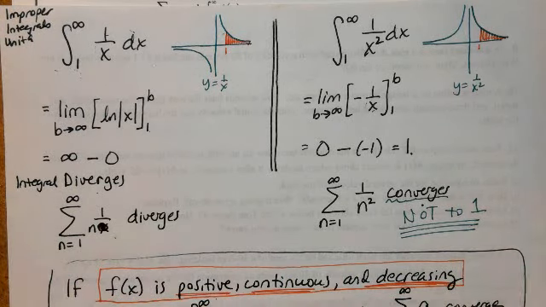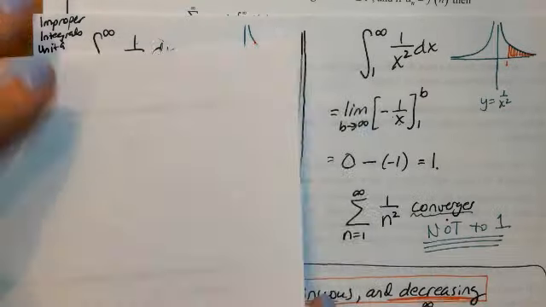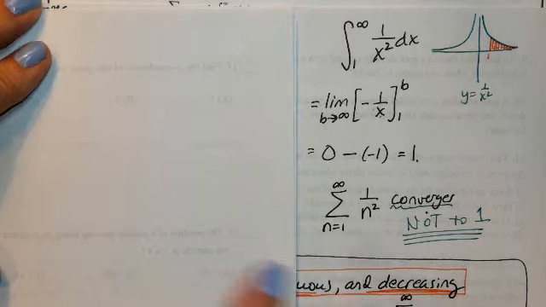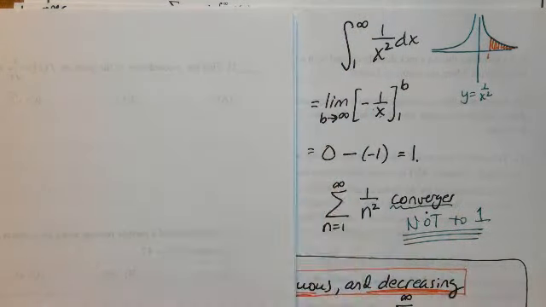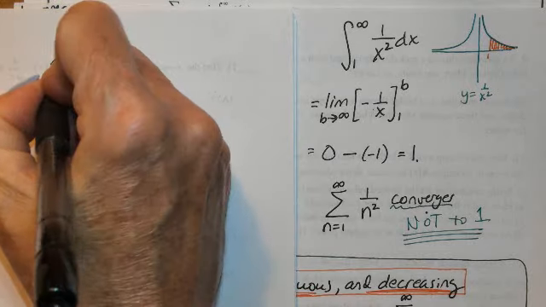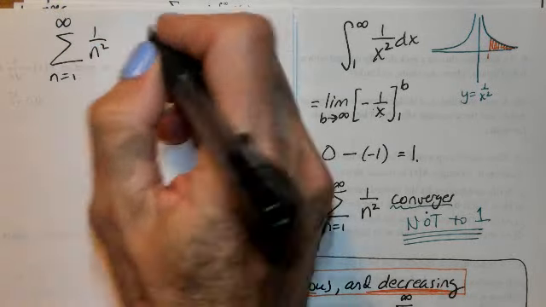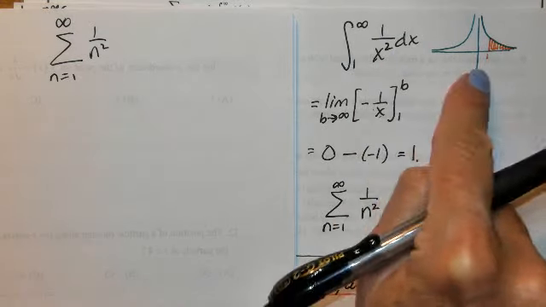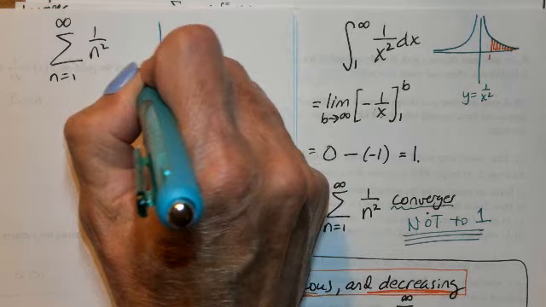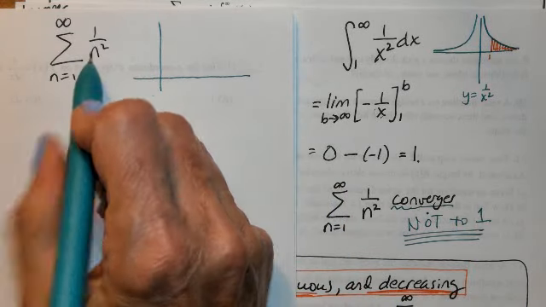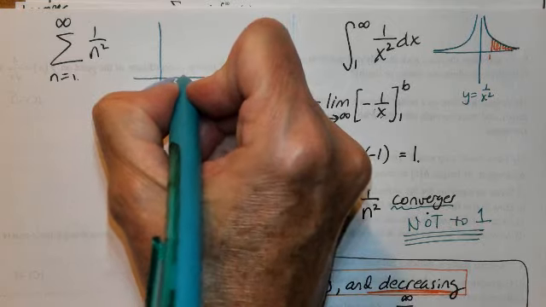Let me stay on this little, I'll come over here. I've got room over here. All right, let's look at the series from 1 to infinity of 1 over n squared. We know what the graph of 1 over x squared looks like. What if we were to plot points? What would this look like? Well, we'd have to start at 1, right? So we put 1 in for n and we get 1.